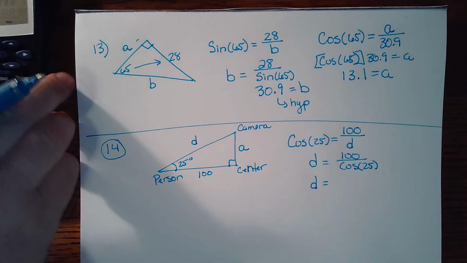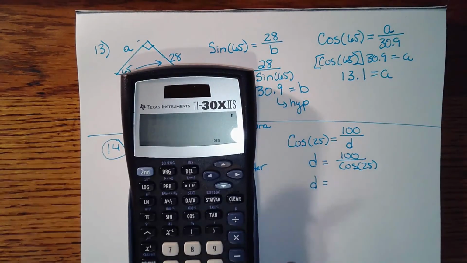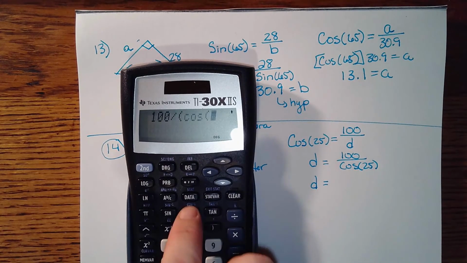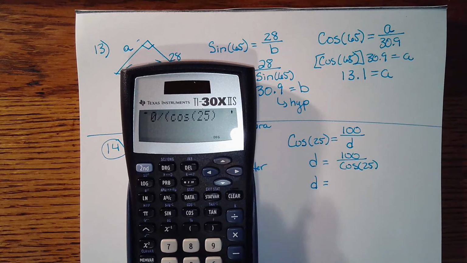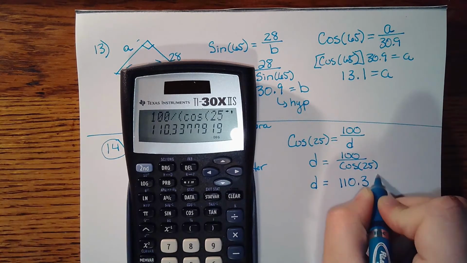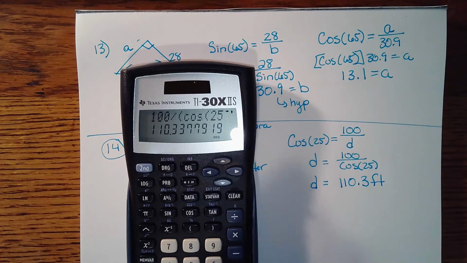Now remember, we're looking for feet. So when we get done, we're going to round it to the nearest tenth. So 100 divided by cosine 25. Don't forget to put that second parenthesis on there. That's going to be 110.3 feet. That's how long the string is.